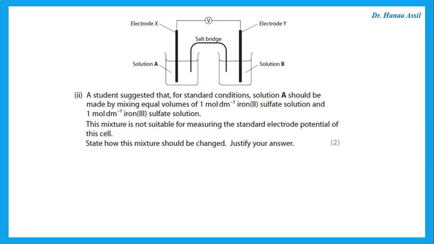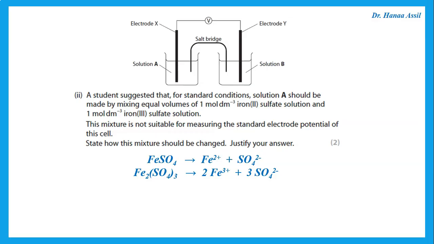A student suggested that for standard conditions, solution A should be made by mixing equal volumes of 1 mole per decimeter cubed iron 2 sulfate and 1 mole per decimeter cubed of iron 3 sulfate solution. Remember that we need equal volumes, 1 mole per decimeter cubed of each iron, but each mole of iron 2 sulfate gives 1 mole of iron 2 ions, while each mole of iron 3 sulfate gives 2 moles of iron 3. So if the student mixes 1 mole per decimeter cubed of each one, equal volumes, this is wrong.